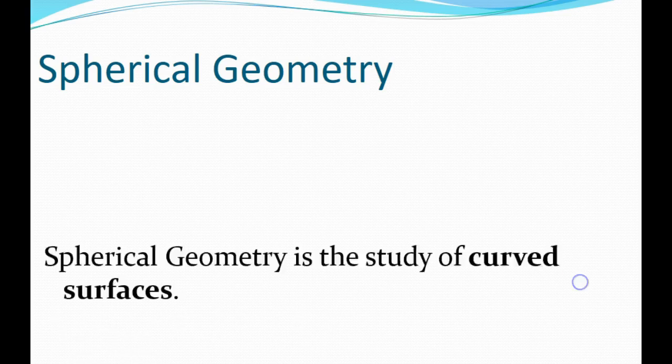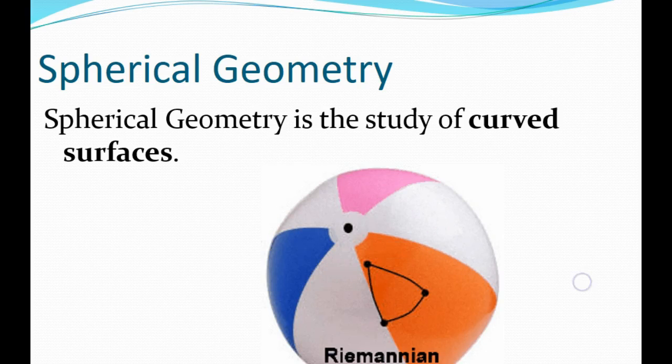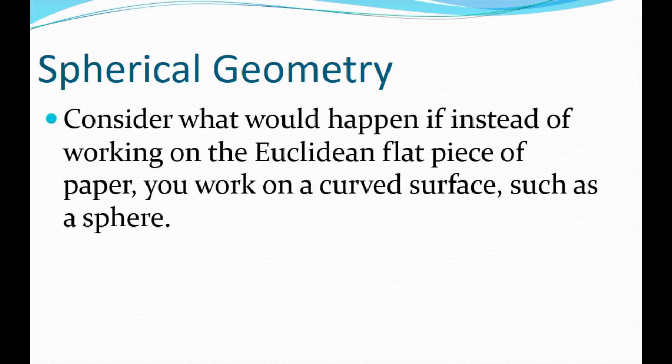We're not writing yet, but spherical is the study of curved surfaces, obviously, like a sphere. Okay, you got a ball here, the Riemann surface space geometry. Notice how there's like a triangle. If you put 3 points on a sphere, like I did here, no pun, no rhyme intended, but you can see I put between these 3 points, I got these angles, and it makes a curvy looking triangle on the surface of a sphere. So consider what would happen if instead of working on a flat surface like Euclid did, if you worked on a curved surface, okay, such as a sphere.